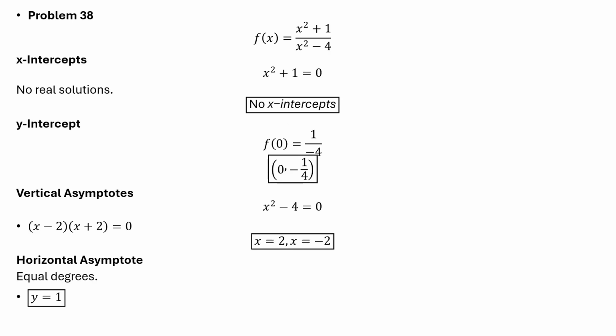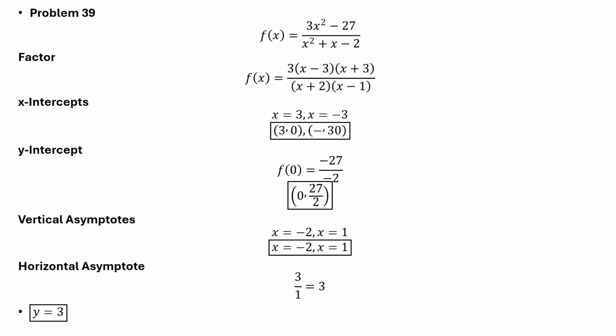The numerator never equals 0 for real values, so there are no x-intercepts. The vertical asymptotes occur at positive and negative 2. Since the degrees match, the horizontal asymptote is y equals 1.